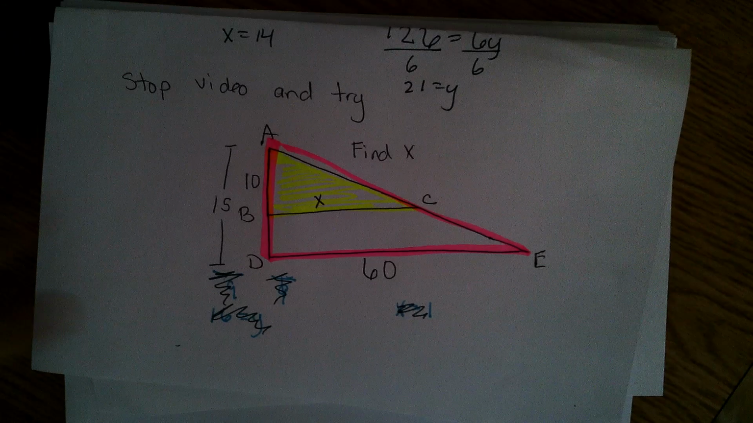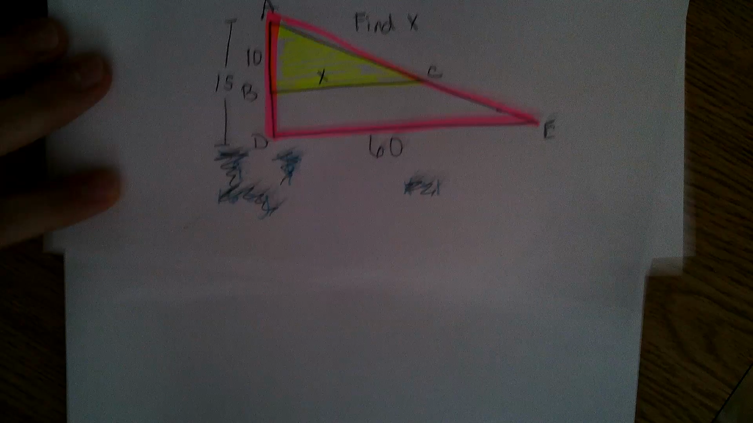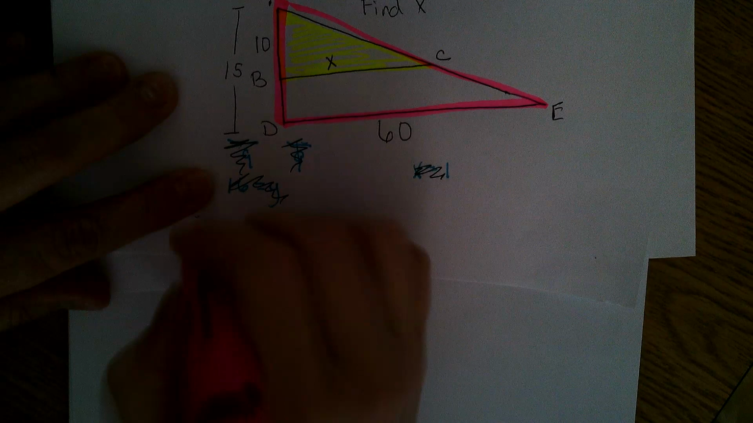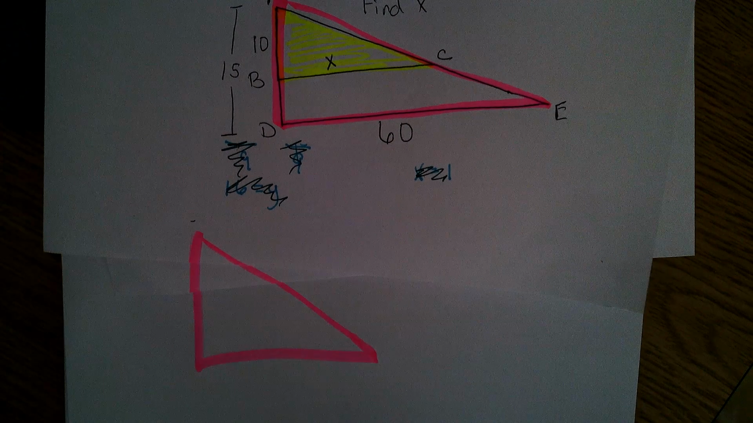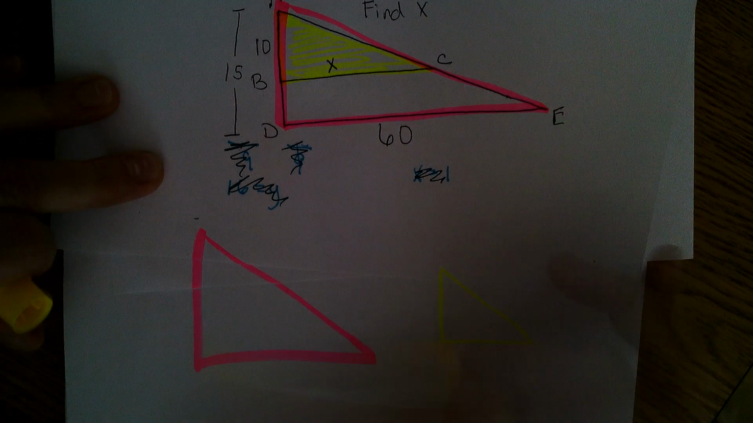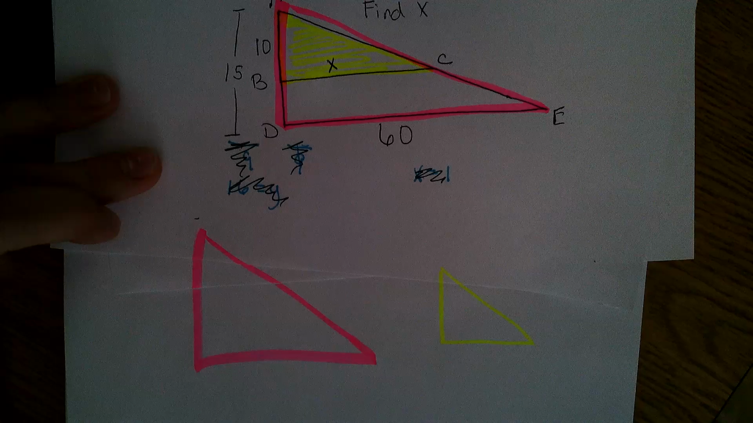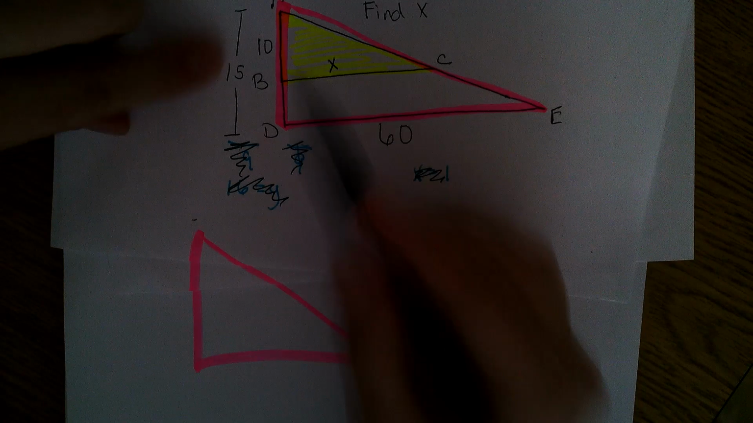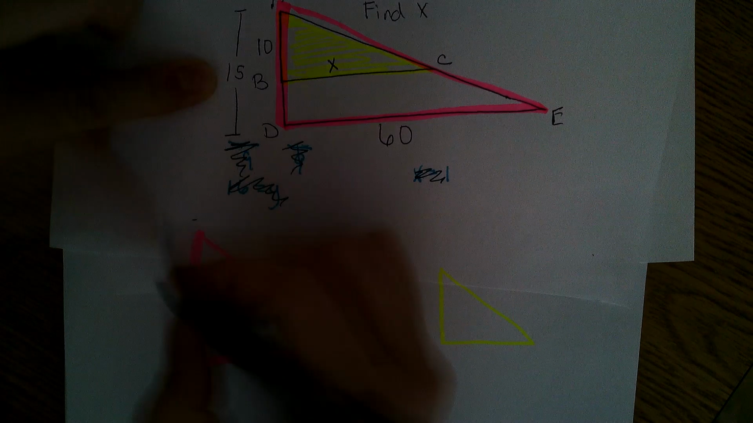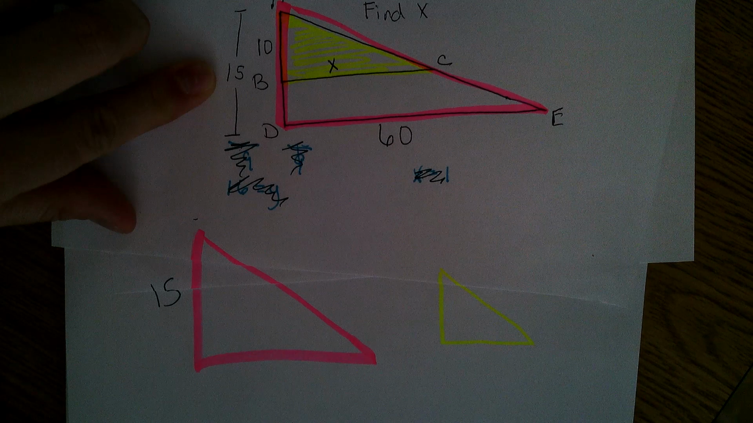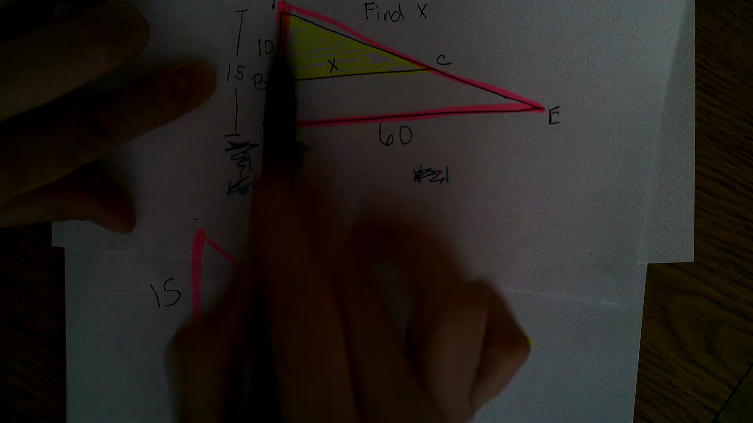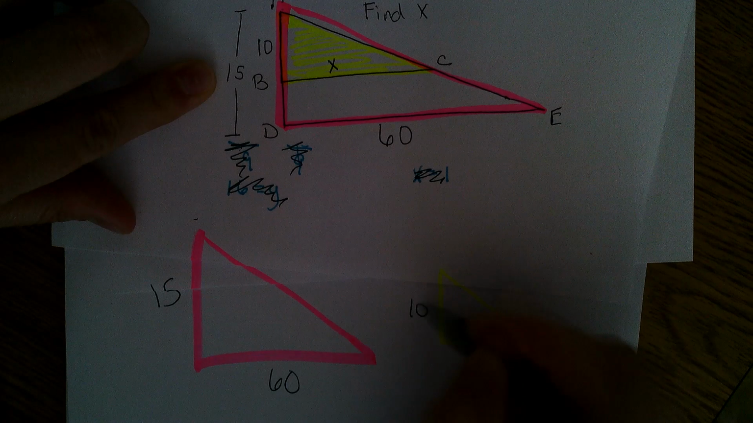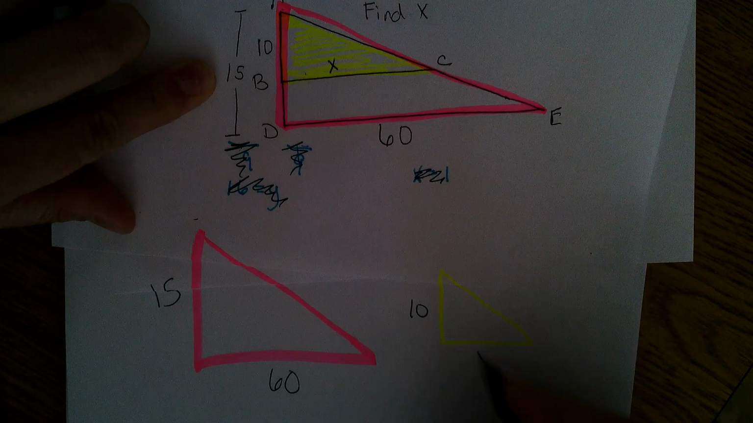Don't think you can see that if I don't move that back a little bit. All right, so we're going to go ahead and draw the large one. And then we'll draw the small one. We'll go ahead and label them. Pink one, large one, 15 left side. Bottom of the large one, 60. Left side of the small one, 10. Bottom of the small one is what I'm looking for.